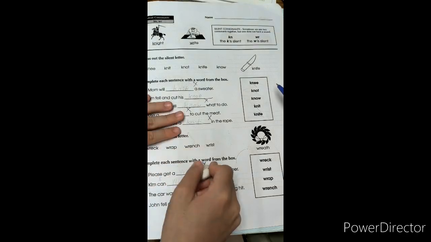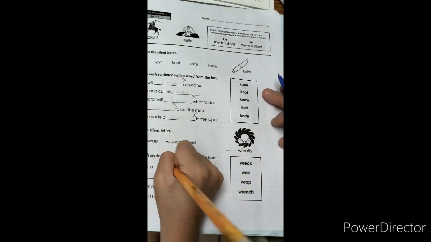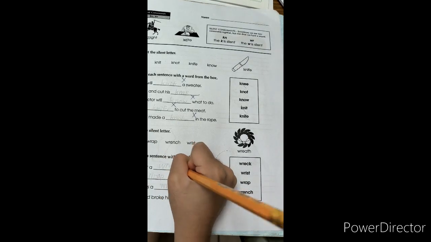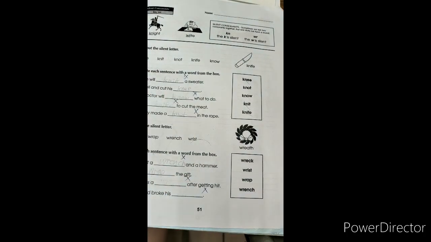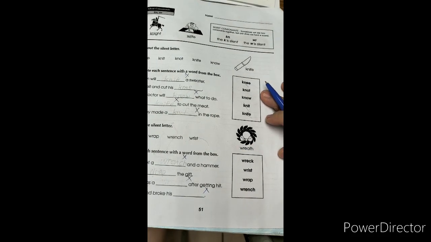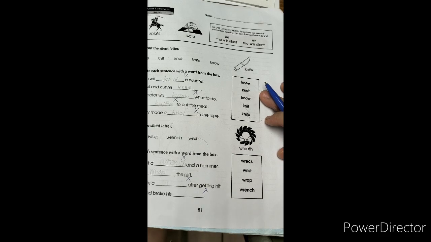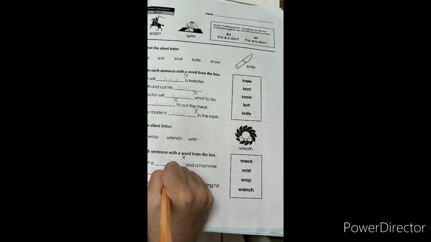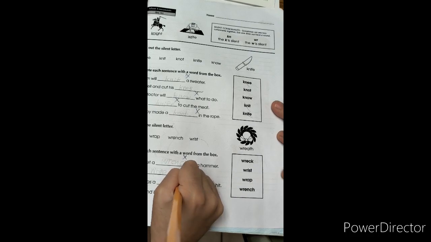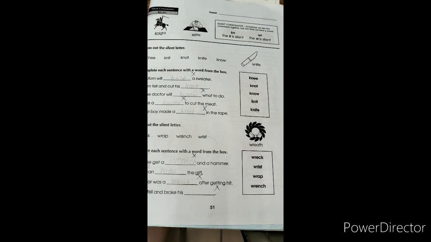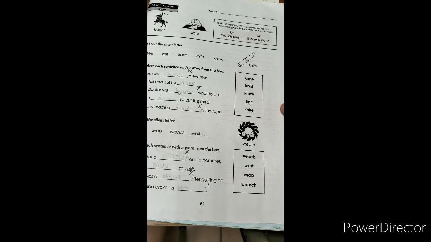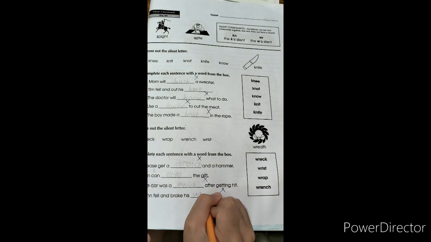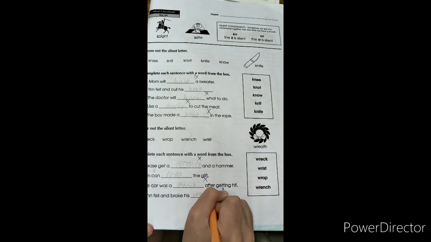Wrench, right? This is a wrench, right? On page 50. You see a wrench, right? Okay, and a hammer. Right, wrench and a hammer. Okay, and number two. Wrap, right? Wrap the gift, right? Wrap the gift. And number three. The car was a wreck. This is 一团废铁类似这样 a wreck. Okay, and after getting hit. Okay, so getting hit. Okay, and number four. John fell and broke his wrist. Remember? Okay.